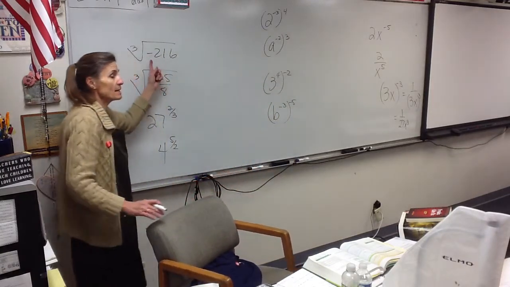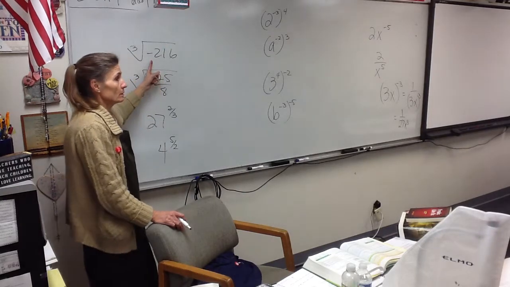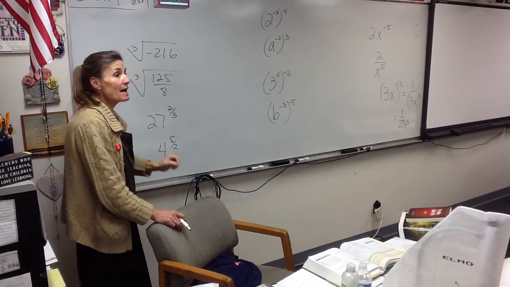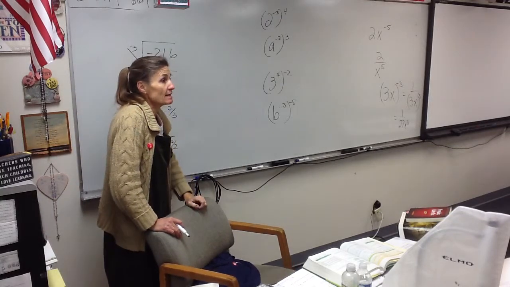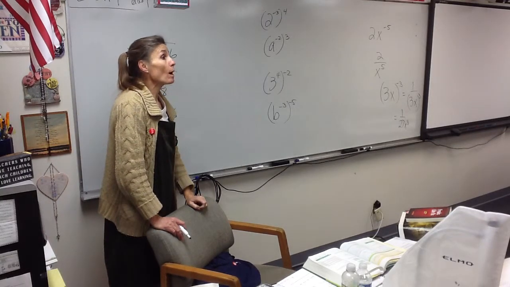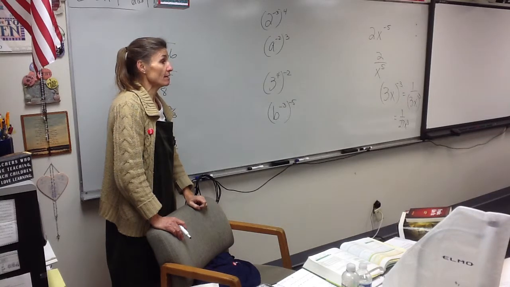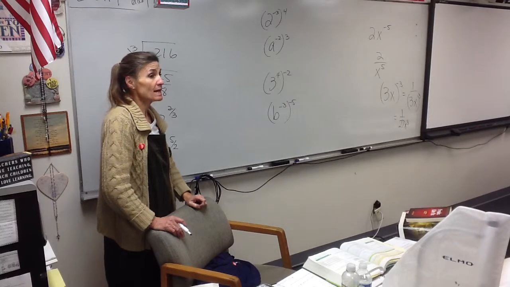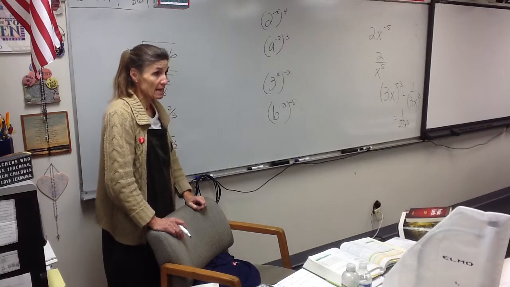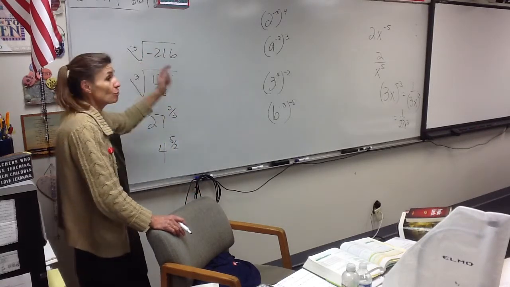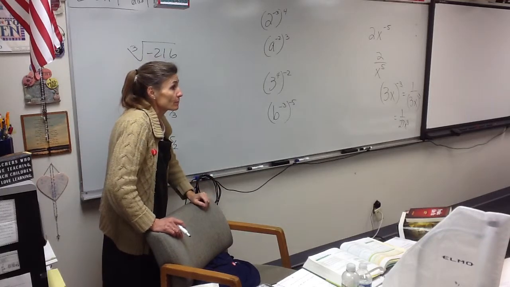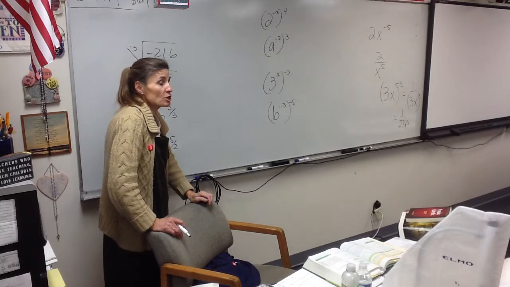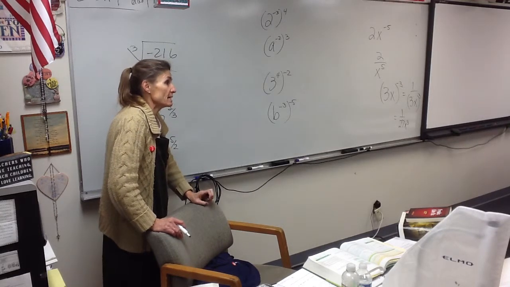Okay, what does this mean? No, there won't be an i. This is a trick problem. i's only happen when we take the square root of a negative. This is the cube root of a negative. Trickery. Does anybody know what the cube root of 216 is?